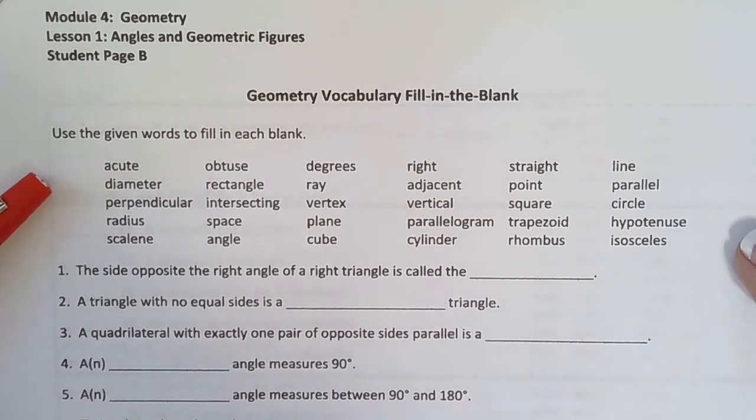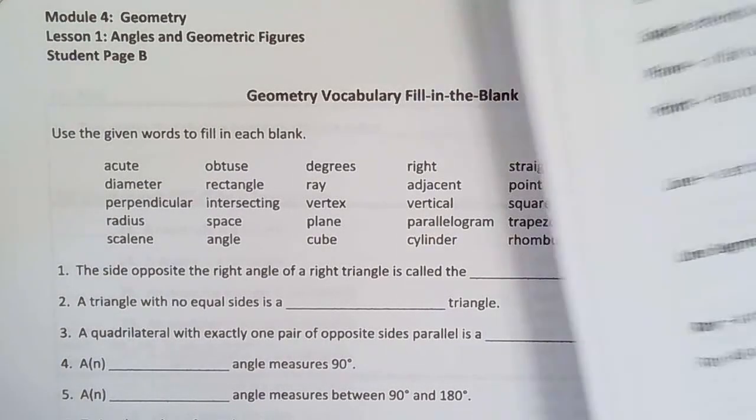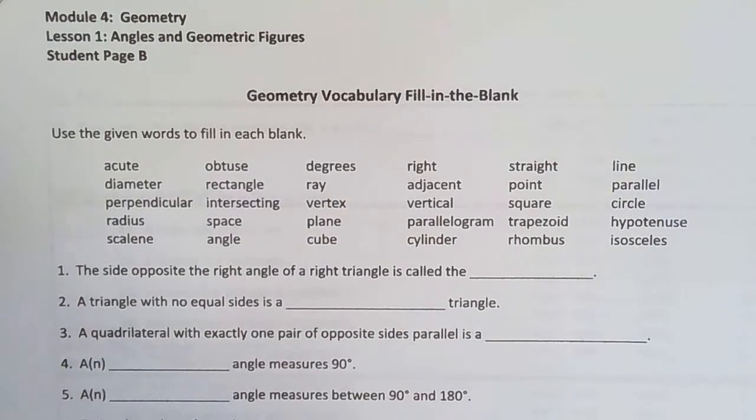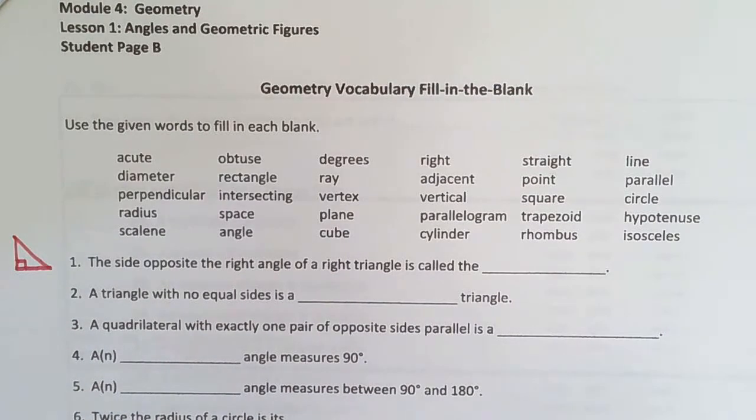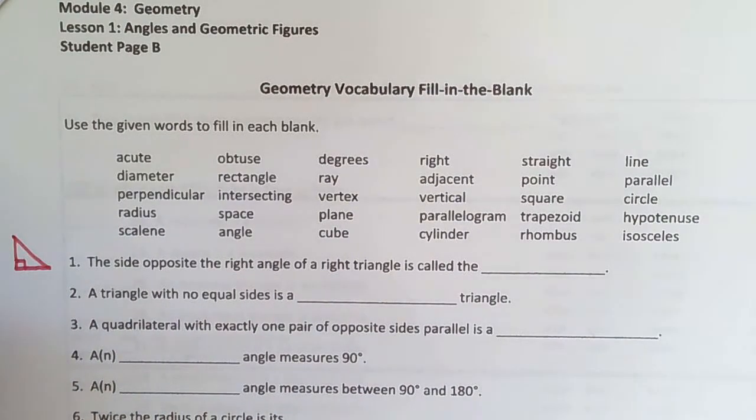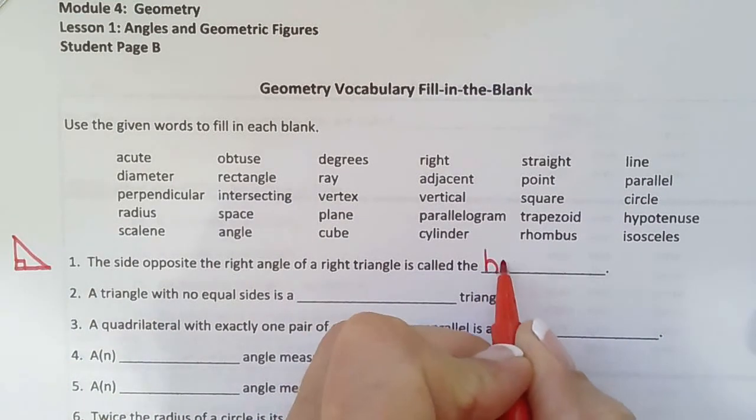So we're going to start with the fill in the blanks. And like I said, I have my glossary here by the side. So as we need it, we can look at it. So the side opposite the right angle of a triangle. So when you have a triangle with a right angle, the side opposite that, and it's in your packet. I believe it's on page... I was going to say page 1, but I guess not. Oh, it's on page 4 of your glossary. So the side opposite is called the hypotenuse.